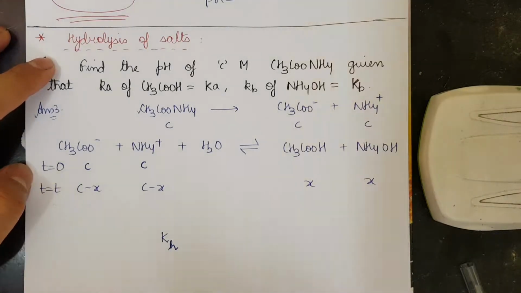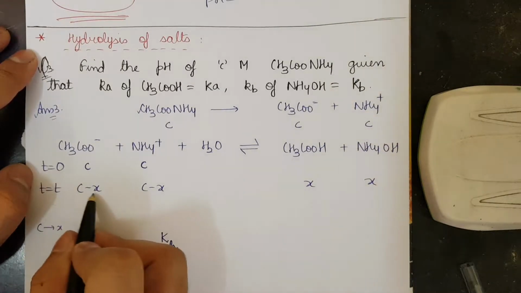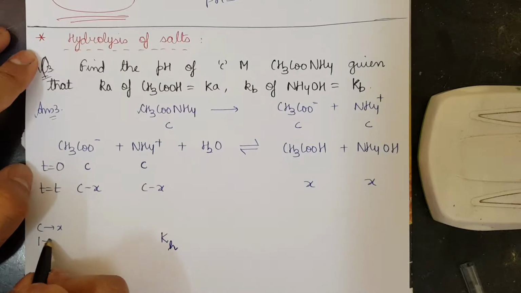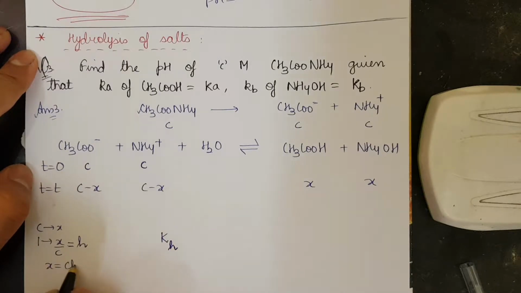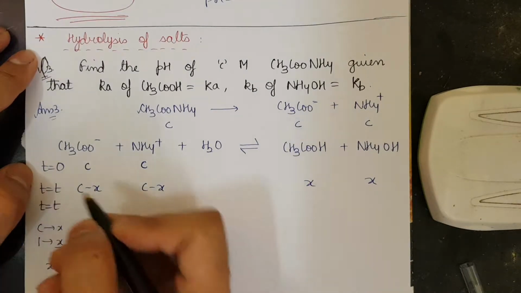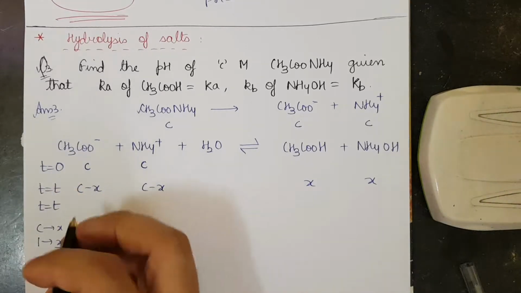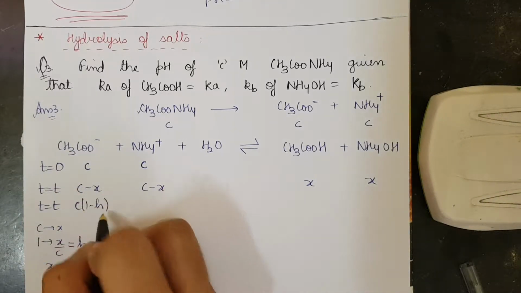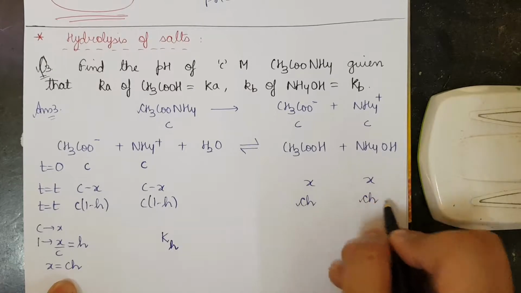Now you can see from here what is the meaning of degree of dissociation. If you remember, C gives me some X, you can see X is coming from C. So 1 would give me X by C, that is, how much comes from 1, that is known as degree of dissociation. In this case that is known as the degree of hydrolysis, denoted by small h. So X is equal to Ch. Okay, so put X is equal to Ch in this equation. At time t is equal to T, this equation can be written as C minus X, that is C minus Ch. So that is C taken out common, into 1 minus h. Here also C into 1 minus h. Here we get Ch and here also we get Ch.